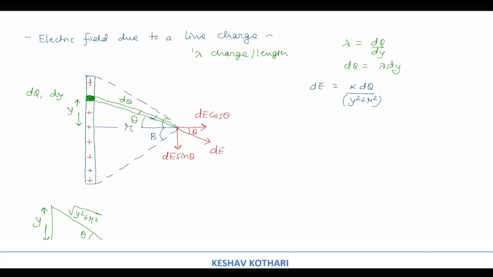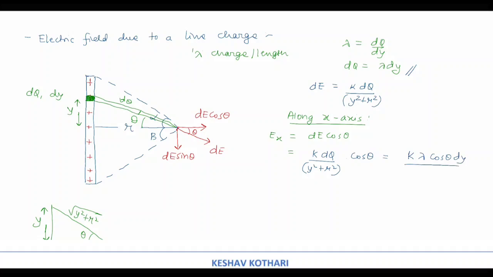So if I write along x-axis, the electric field is equal to dE cos theta. So if we consider dE cos theta, then we can write it as k dq upon y square plus r square followed by cos theta. Now dq can be written as lambda dy, and this expression can be written in this way: k lambda cos theta dy upon y square plus r square.